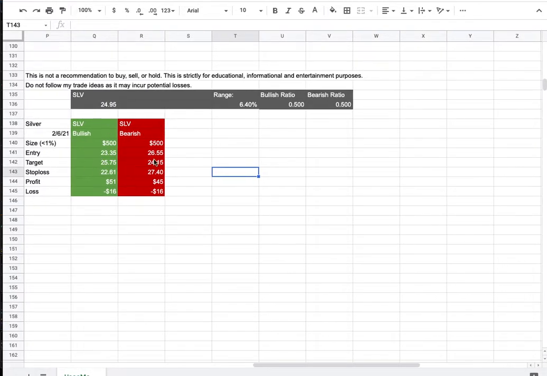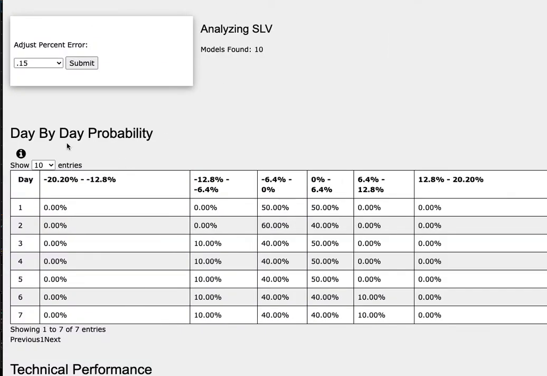So how did I develop these trade ideas? It all comes from the day-by-day probability model, which is available in the link below, so do check it out. As we progress to the 5th day or week of trading, we have a 50% chance for silver to climb between 0 to 6.4%, and to the downside a 40% chance for it to fall between 0 to negative 6.4%, and a 10% chance to fall between negative 6.4% to negative 12.8%.